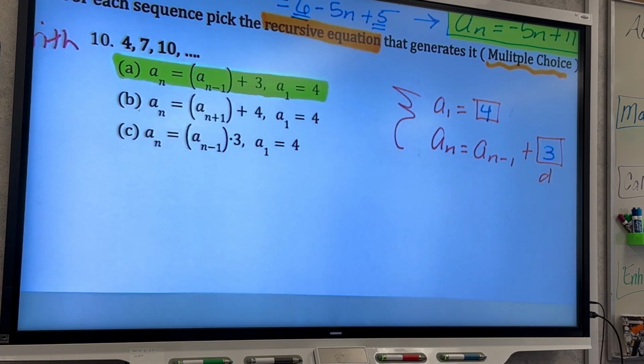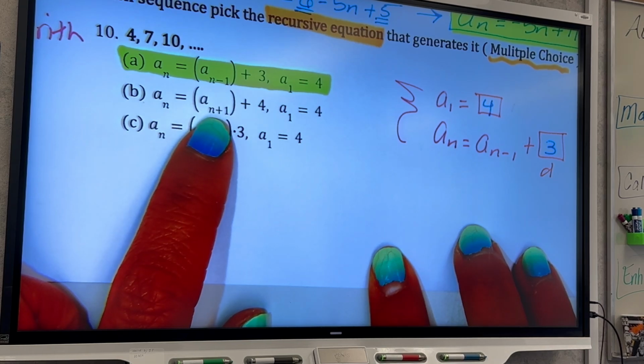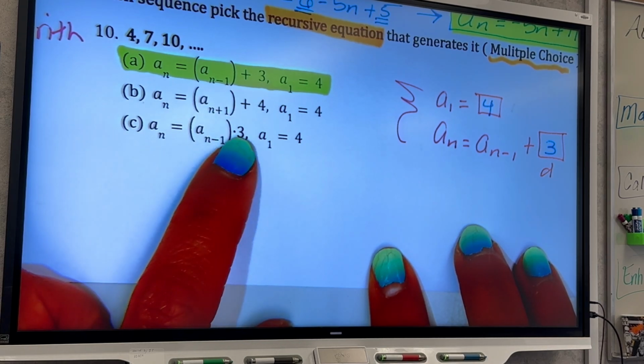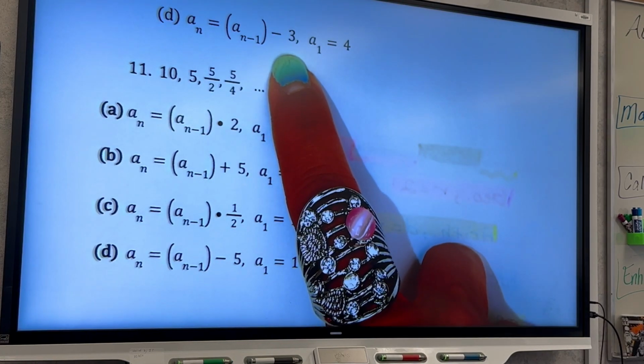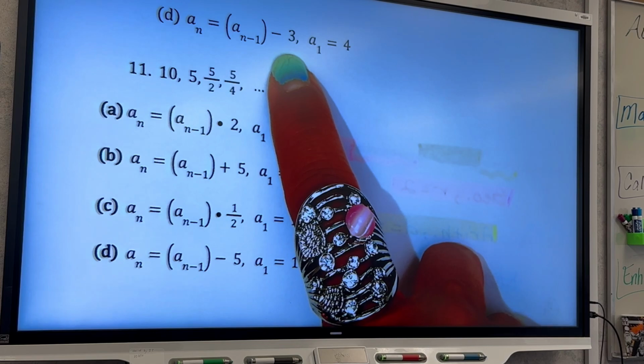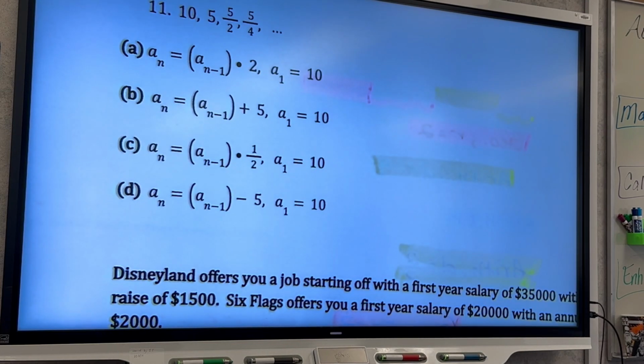Okay. All right, letter B, automatically there's an issue because we have A sub n plus 1. Okay. Down here, letter C, it says times 3. That's geometric. And then D here says minus 3. It wasn't decreasing, so we wouldn't be subtracting 3. Okay. Number 11 was the same type of problem, but is it arithmetic or geometric?